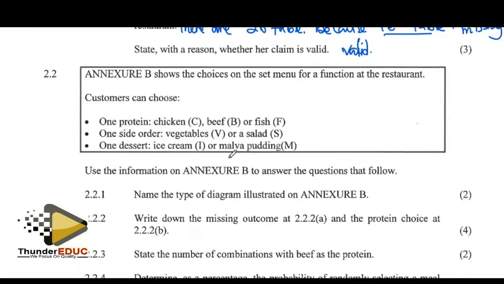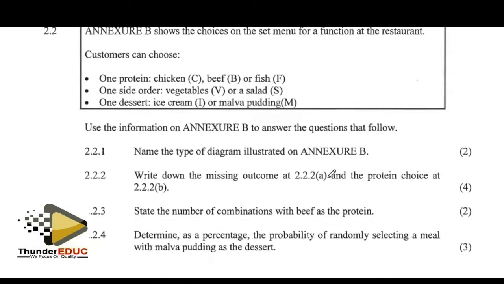Look at the next chart B. Probably when I look at it here, I see a tree diagram. Why do I say tree diagram? This is probability. A tree diagram because I see options. One protein, chicken. You take one of the, all of these are proteins, but you take only one. Then one side order, vegetables or salads. That's you pick one. Dessert, it's either ice cream or pudding. You understand? So that's why I just look at it and I see that it is what?